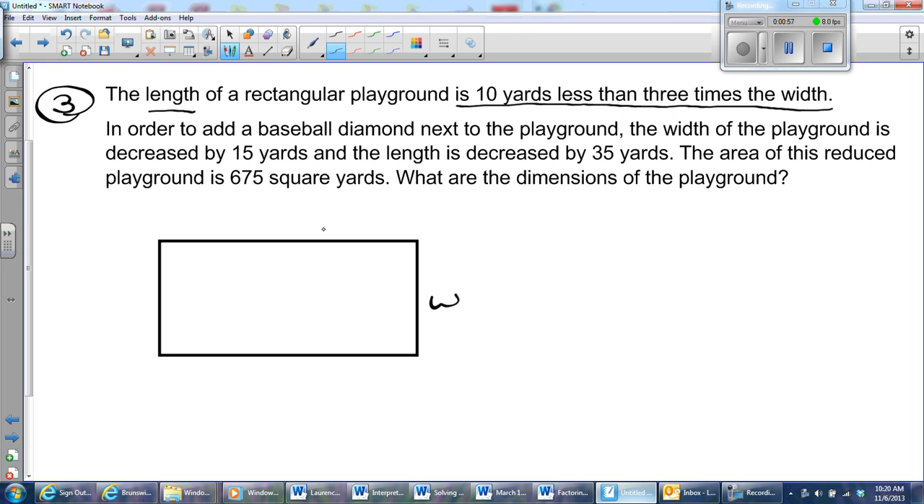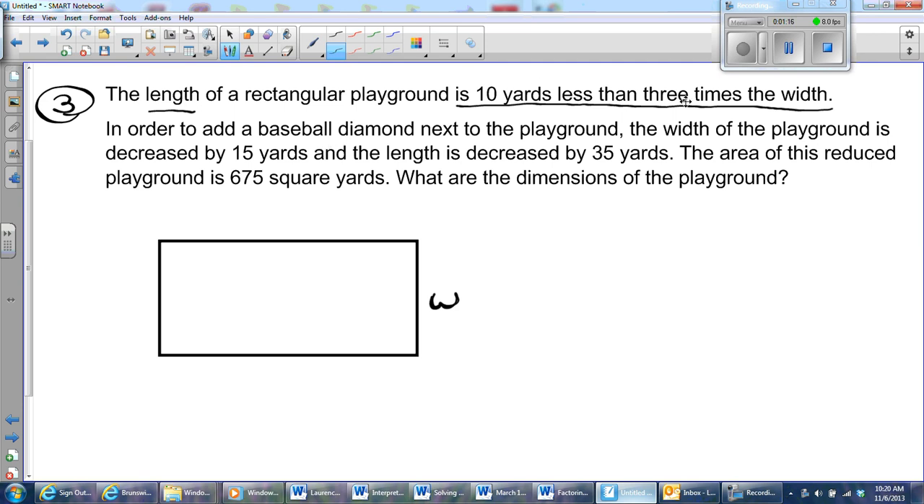I'm not going to call the length L. I don't want to introduce multiple variables. If I have two variables and one equation, you won't be able to solve it. I don't know how to solve one equation with two different variables. I can graph all possible solutions, but there are actually an infinite number of them. So I need to keep the same variable.